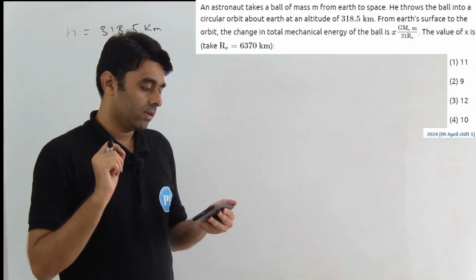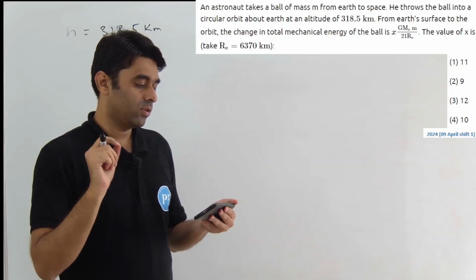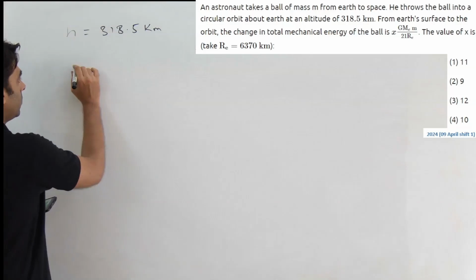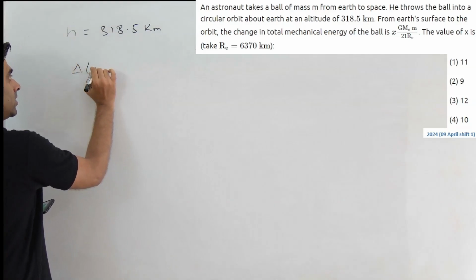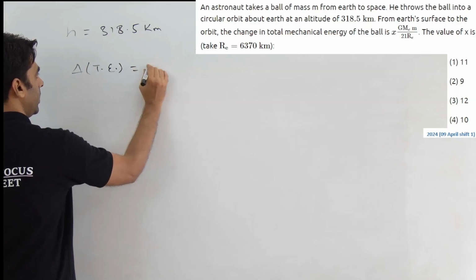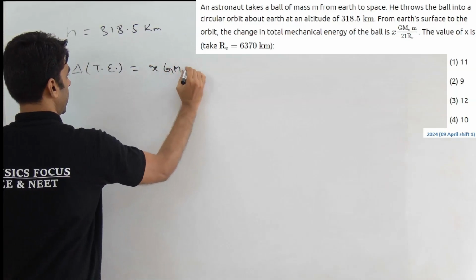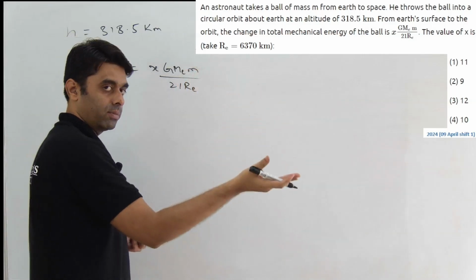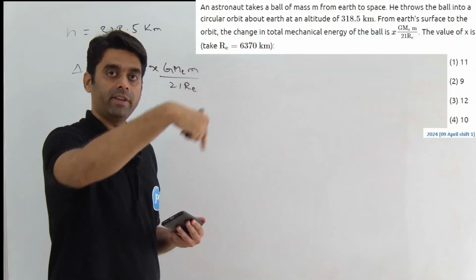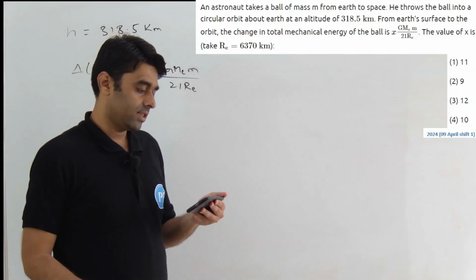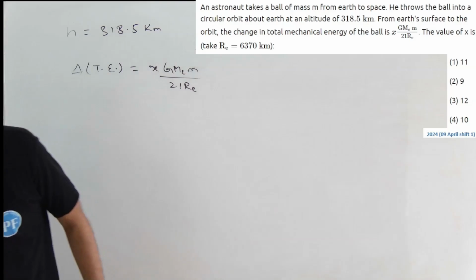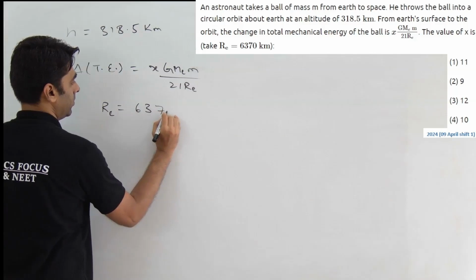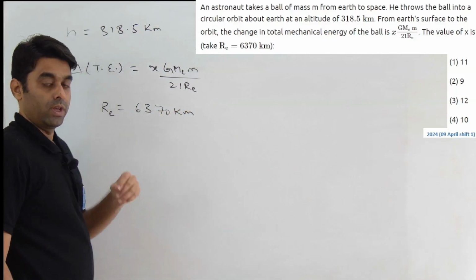Fine. From Earth's surface to the orbit, the change in total mechanical energy of the ball is given as x GME by 21 RE. So this is the change in total energy given to us, x GME by 21 RE. Fine. When it is taken from Earth's surface to that orbit, and then in orbit when it is moving. The value of x is, take RE as 6370 kilometer. Fine. See over here.